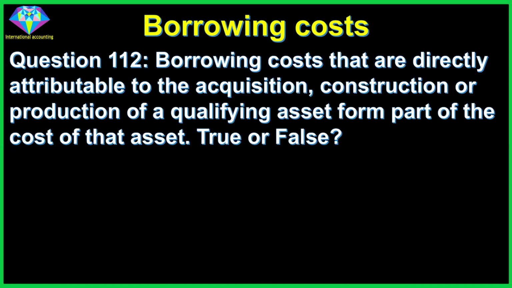Question 112. Borrowing costs that are directly attributable to the acquisition, construction or production of a qualifying asset form part of the cost of that asset. True or false? Answer: true.